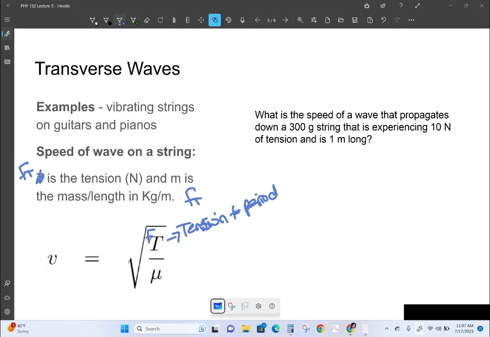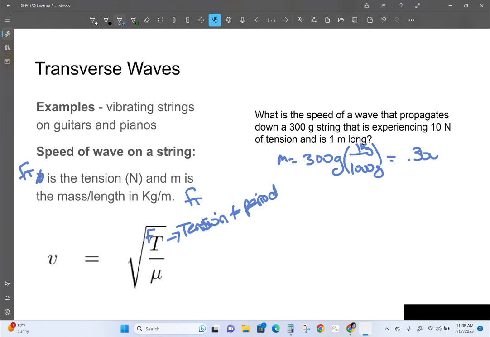So if we wanted to know the speed on a guitar string that has a mass of 300 grams, we need to know what that is in kilograms. Well, there are 1,000 grams in 1 kilogram. This is another example of knowing how to do your conversions. So it'd be 0.300 kilograms. And it has a tension of 10 newtons. And it has a length of 1 meter.